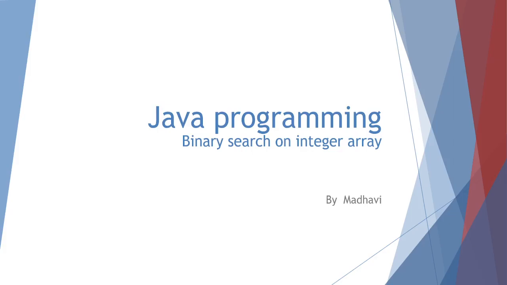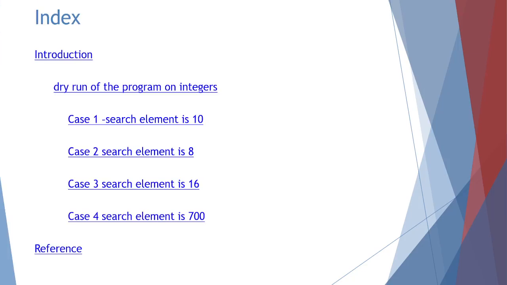In this video, I'll explain binary search on an integer array. Let's see the contents: introduction, and a dry run of the program on integers. Case 1, case 2, case 3 and case 4 we will see to understand the algorithm.